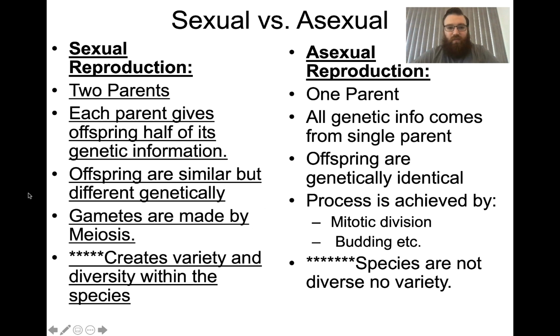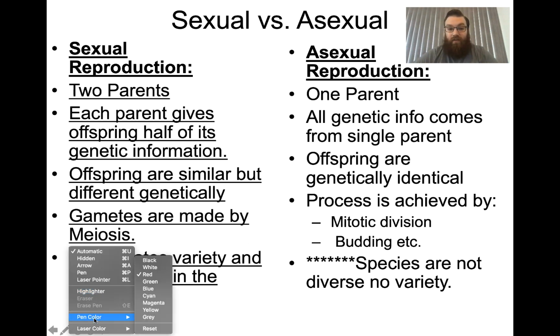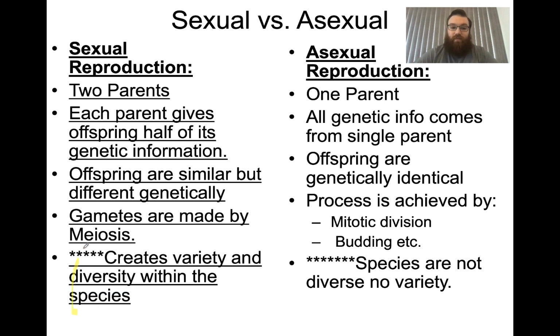You guys learned when you read about meiosis, okay, that gametes are made, and they contain half the genetic material from each parent, and this creates variety and diversity in the species. So that's why we don't look exactly like our siblings or exactly like other humans unless you're identical twins, which we will cover in this.